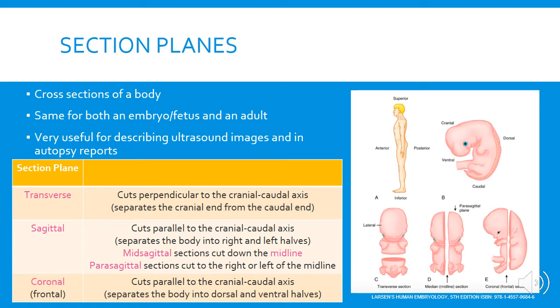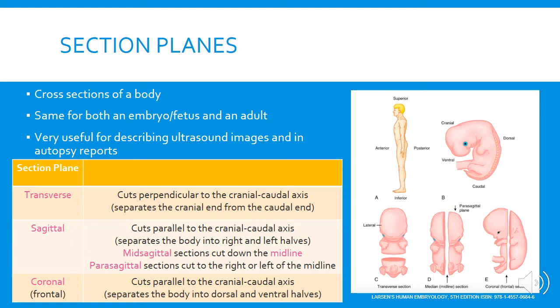Another helpful way to describe the body is with section planes. These are essentially cross sections of the body in various orientations. The terminology is the same for the embryo, fetus, and the adult. And these are really useful when you're talking about ultrasound imaging, so prenatal imaging of the baby, autopsy reports, things of that nature. So the first section plane is the transverse plane. This is shown in the image here in figure C. Essentially this cuts perpendicular to the cranial caudal axis. So it separates the baby's head from the baby's rear, or the person's head from the person's rear.